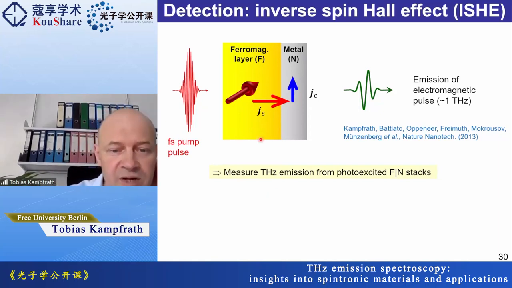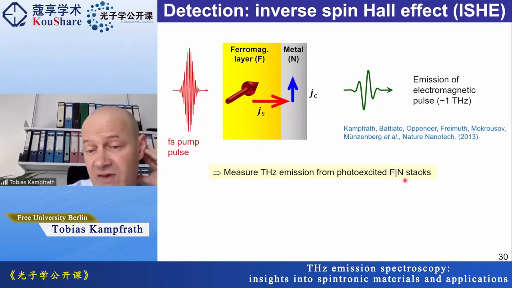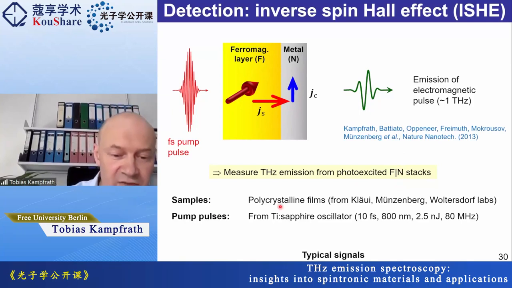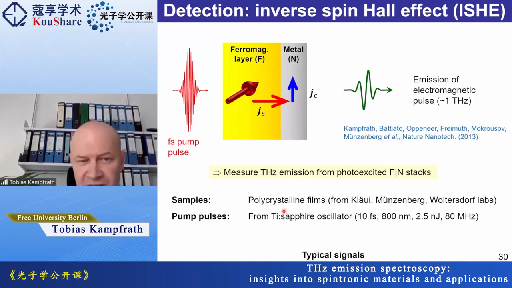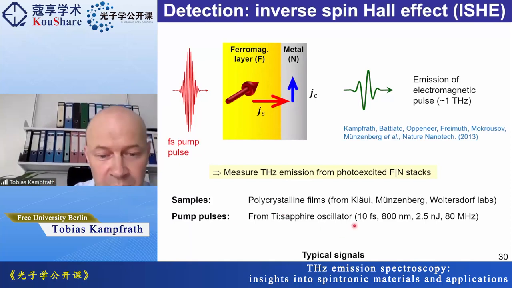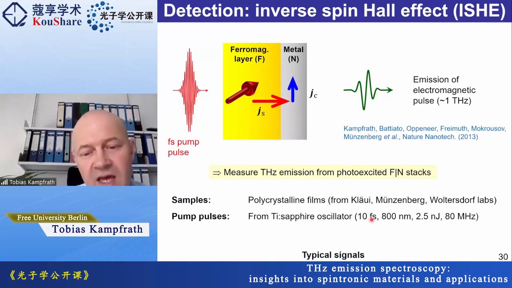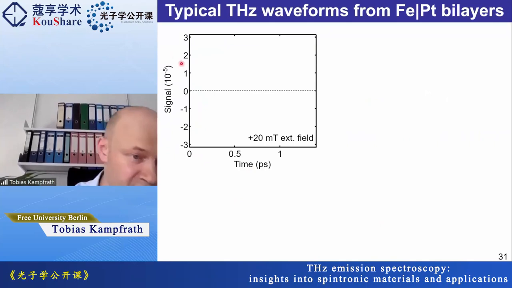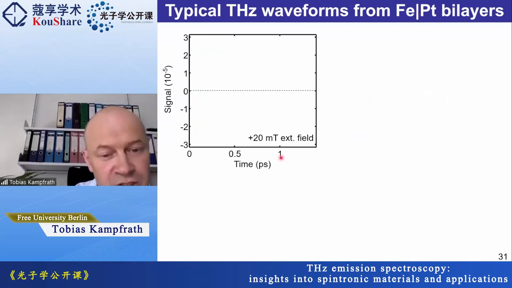We need to measure terahertz emission from such photo-excited stacks consisting of a ferromagnetic layer F and a non-magnetic layer N. In the samples, we took polycrystalline films, so nothing special. And the pump pulses came from a titanium sapphire oscillator with relatively short pulses of 10 femtoseconds. And these are now typical terahertz signals. What I show you here is the terahertz signal as a function of time.